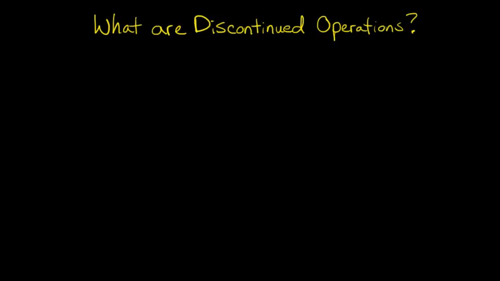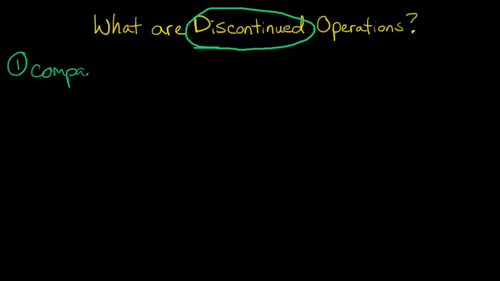So you might have looked at an income statement and seen something called discontinued operations. And you might be wondering, well, what is this? What's discontinued? What does this mean? Discontinued operations are recognized when two things take place. First, the company eliminates a component of its business. So there's a specific thing that the company does.